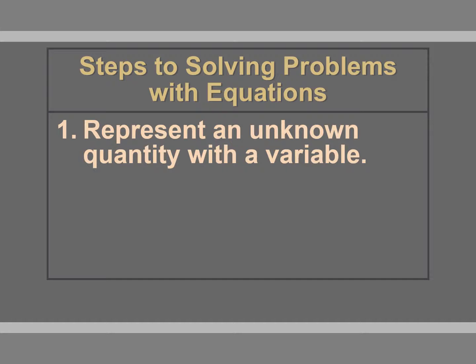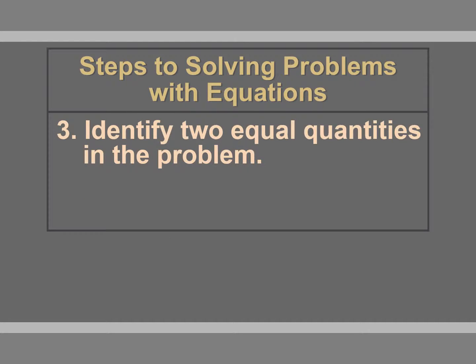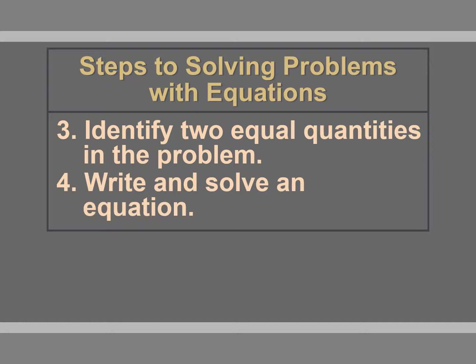The first step is to represent an unknown quantity with a variable. So you need to identify your unknown, and you need to label that unknown with a variable. The second step is you need to represent any other conditions that are in that problem in terms of the same variable. You only want to be working with one variable. Your third step is you need to identify 2 equal quantities, so set up an equation. And then step 4 is to solve that equation.